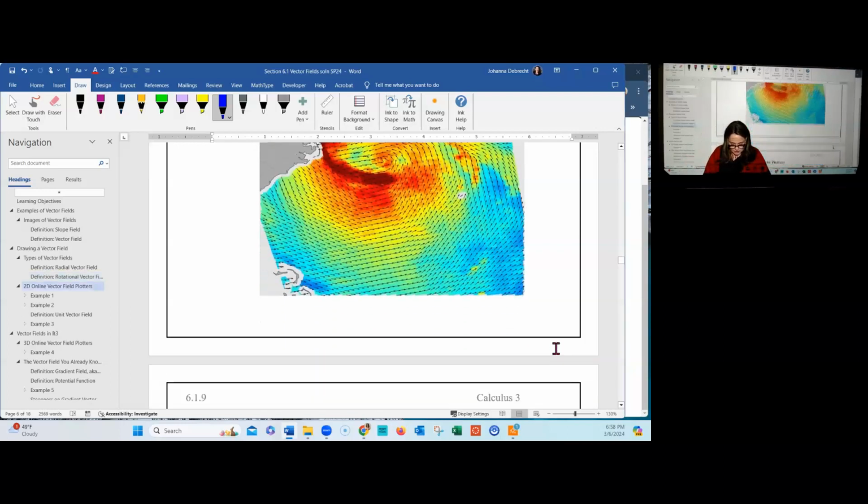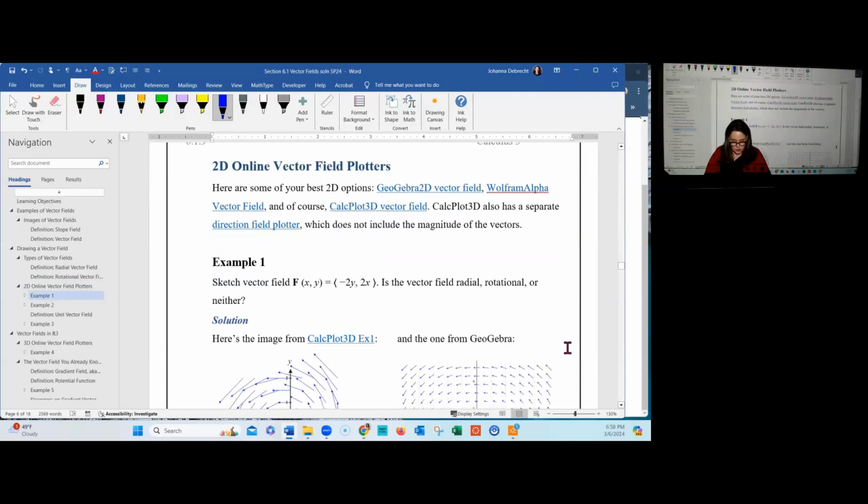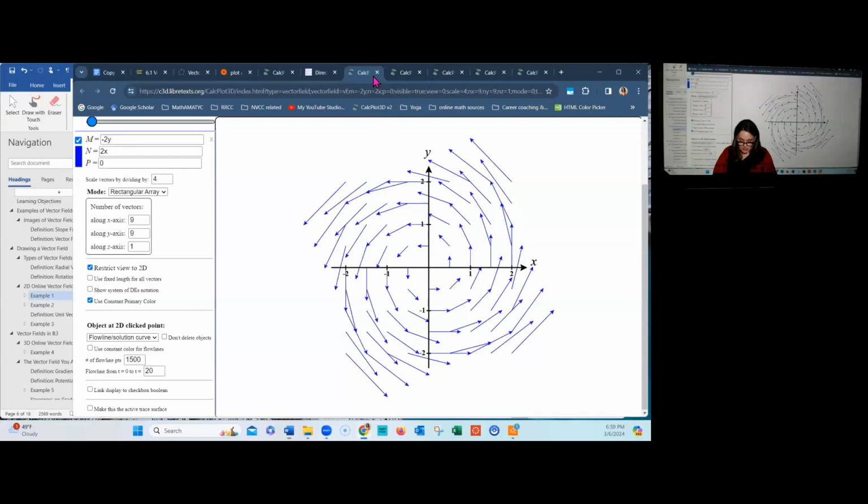Let's now take a look at some 2D online vector field plotters. There are various ones that you can use to plot vector fields. Let's go through a couple of these. We've talked about CalcPlot 3D, and you would plot their representations, whether it's two-dimensional or three-dimensional, by plotting them in each of these in order.